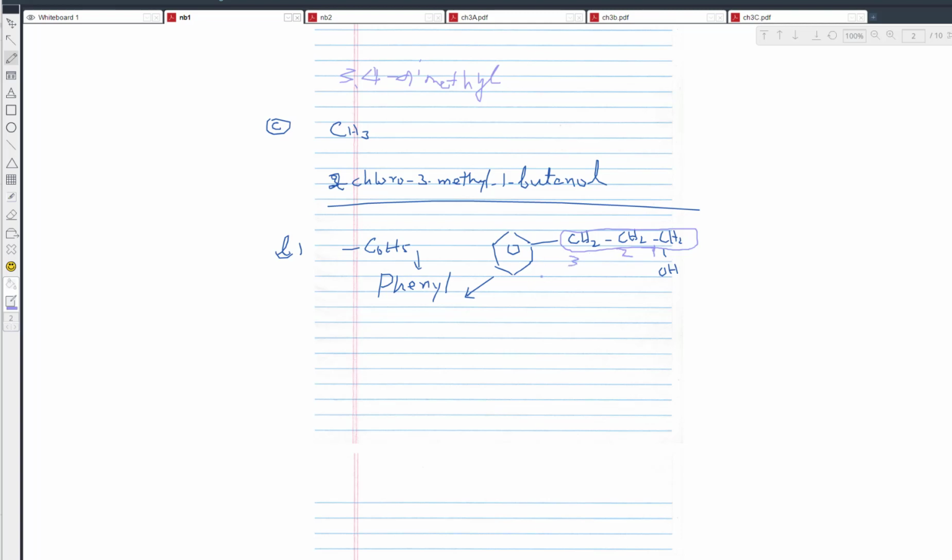Yes. So it would be 3-phenyl, and then 1-propanol. You're right. And check your answer there. It's going to be this.